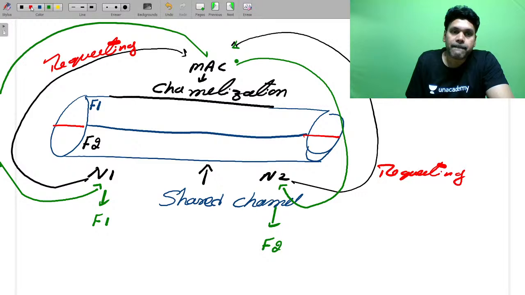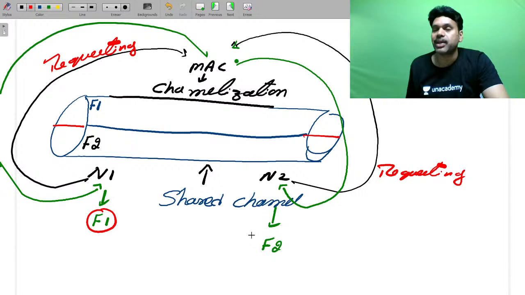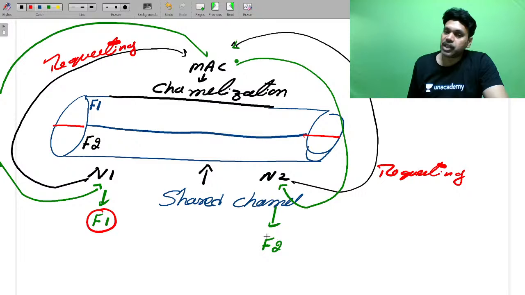Here, N1 can access the channel through frequency 1. You need to tune to that frequency, otherwise you cannot get the channel. Like your television, you have Star Network, ESPN Network and many other channels, Sony and GTV. Each has its own frequency on which it runs. Whenever N1 would like to send data, it uses this frequency. Whenever N2 is sending data, it uses this frequency.